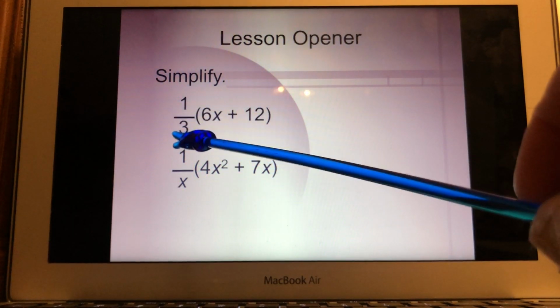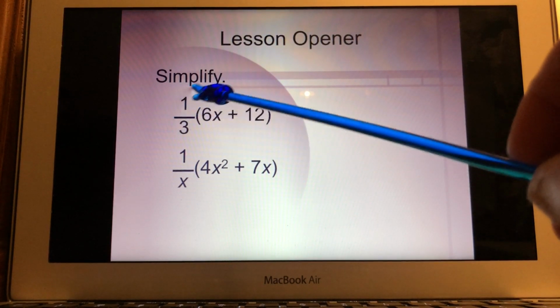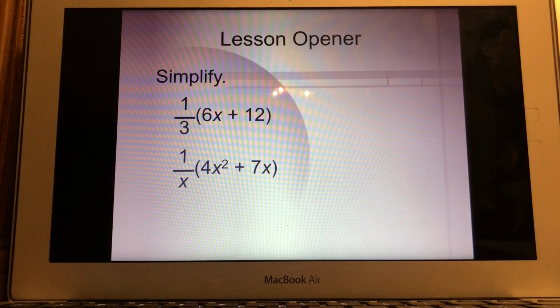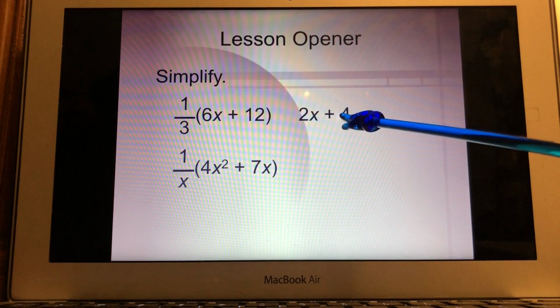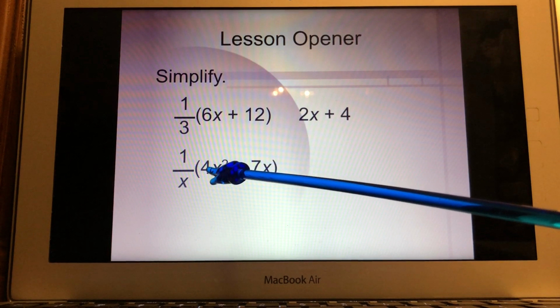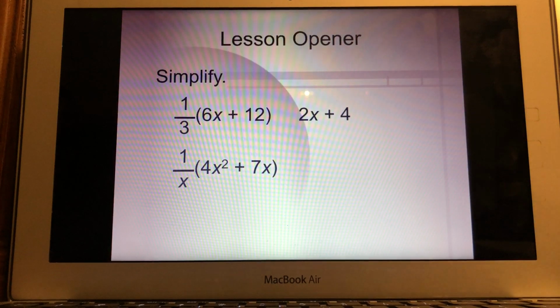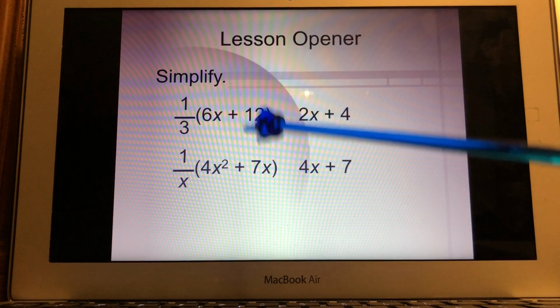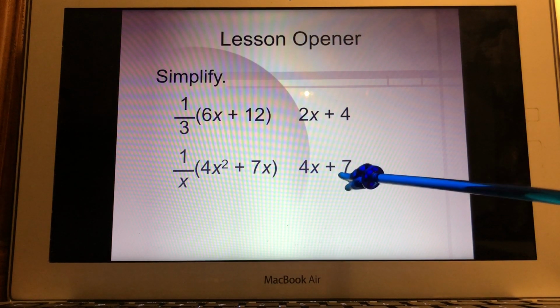Now, if we simplify this, we're going to take this and distribute it through our parentheses. So 6x times 1/3, or basically 6 divided by 3, right? Gives us 2x. 12 divided by 3 is 4. Here, if we distribute 1 over x to each of these terms, our x's divide out. So we have 4x. And then this x and x cancel out, so we end up with 7.